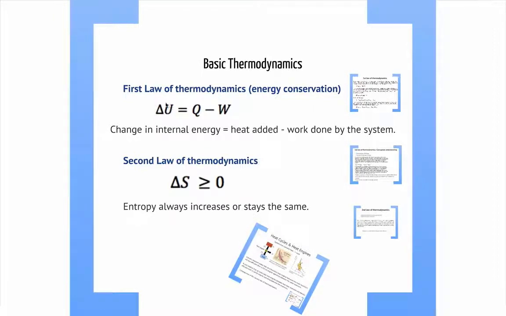So delta U refers to the change in the internal energy, and we'll talk about what that internal energy means in the next few slides. But the change in the internal energy of the system is balanced by the amount of heat added to the system, which is Q, minus the work done by the system, which is W. And that's a very fundamental thing. If you think about it, it's basically conservation of energy.